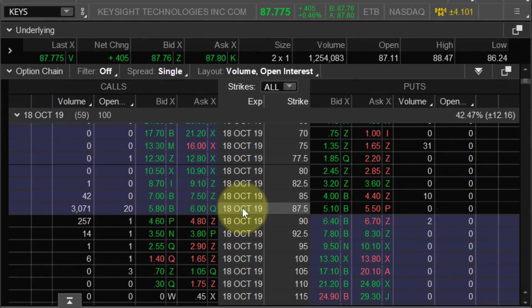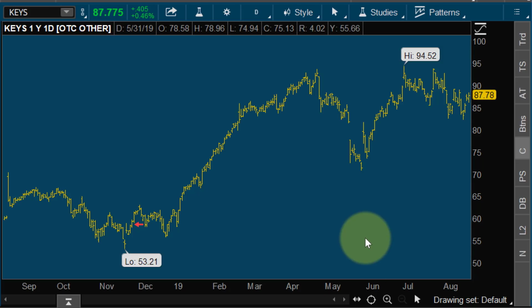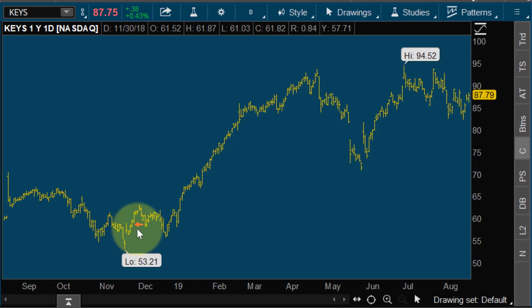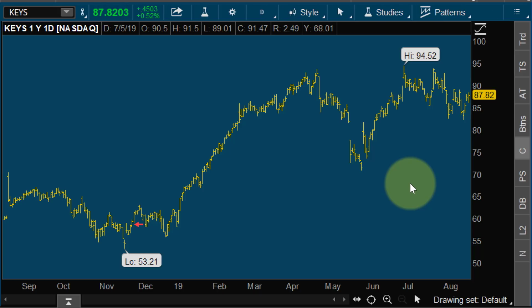So I have you on Keys. Keys is a 5G play. I actually suggested this trade for my members back here. We were in the December expiration. We did well, but didn't catch nearly the entire move. 5G has been a hot sector. Keys has been one of the leaders in 5G. So let's go to the options.